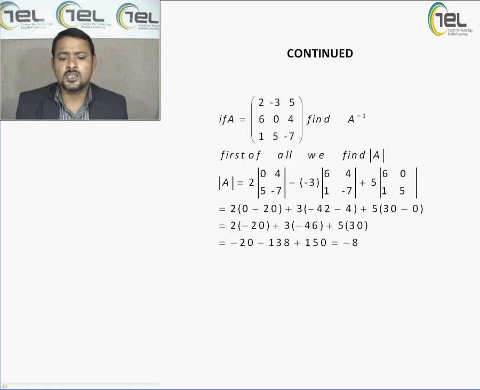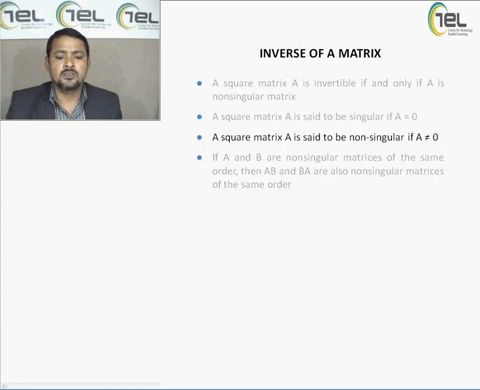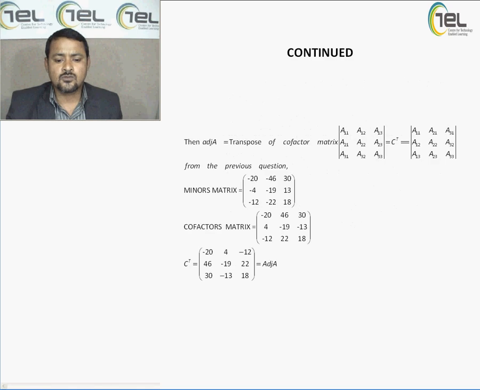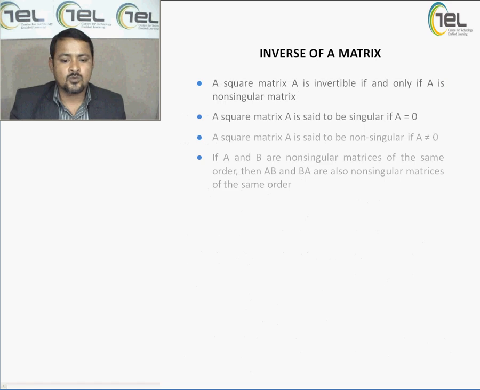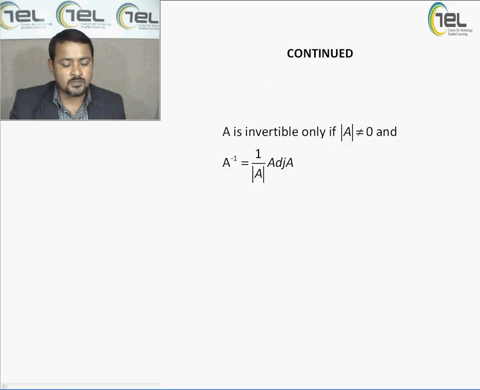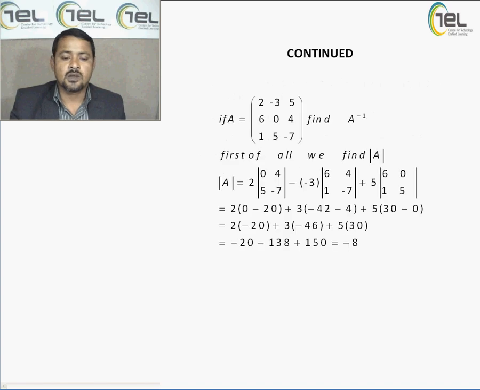If we continue with the same example, the example we have used while calculating the matrix cofactors, 2, minus 3 and 5, 6, 0, 4 and 1, 5, minus 7, then we are going to calculate the inverse for this matrix because we have already calculated the cofactors and minors. So we have to find the inverse of this matrix only. First of all, we must find the determinant of A.